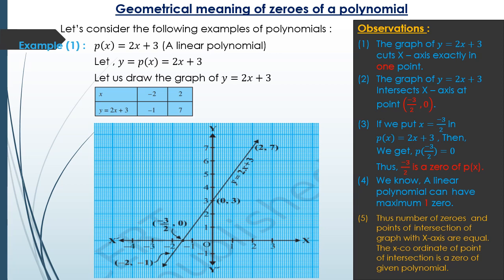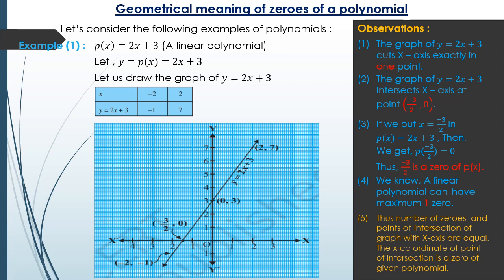So whatever the point of intersection of the graph and x-axis is there, the x coordinate of the point of intersection of the graph and x-axis is nothing but a 0 of the given polynomial. So these two are very important notes. Okay, so this is nothing but the geometrical meaning of zeros.